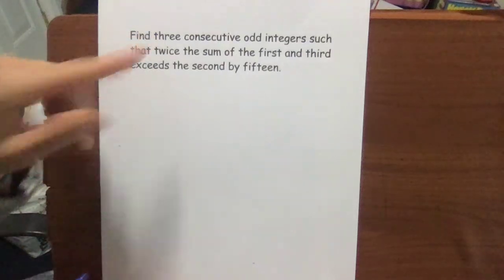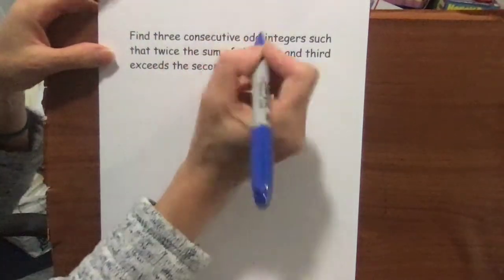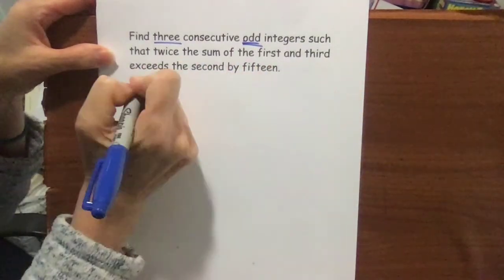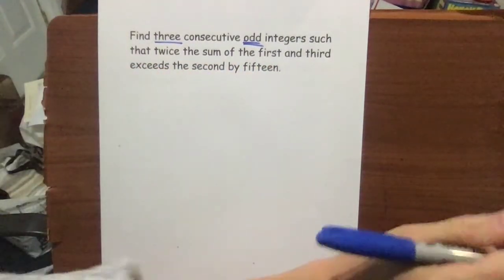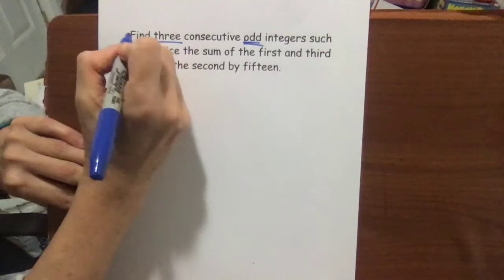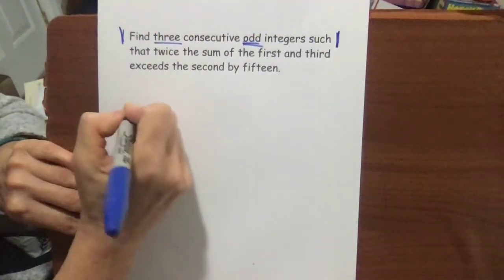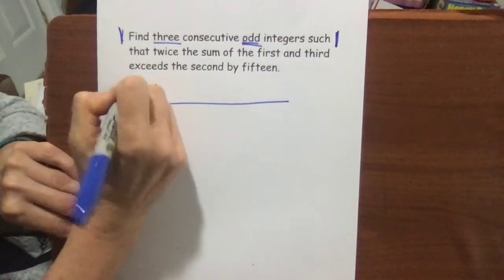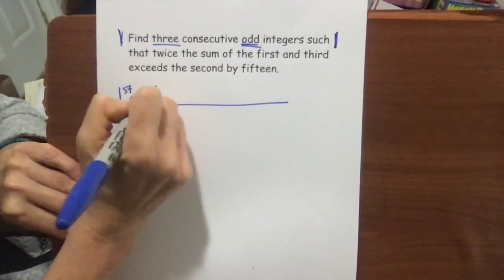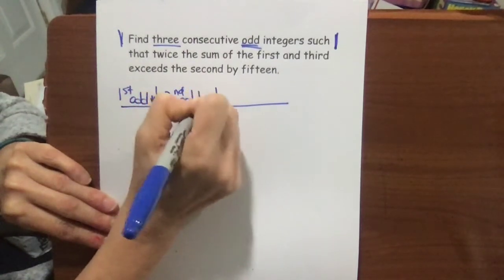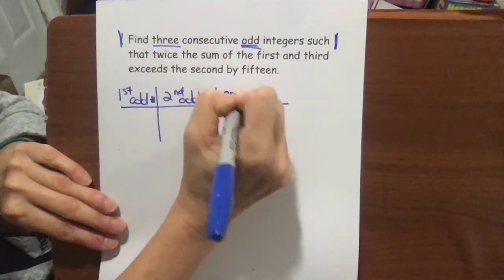All right, next, find 3 consecutive odd integers, 3 of them, such that twice the sum of the first and the third exceeds the second by 15. All right, fine. Our focus will be here to here. 3 consecutive odd integers. So first odd, second odd number, and third odd number.